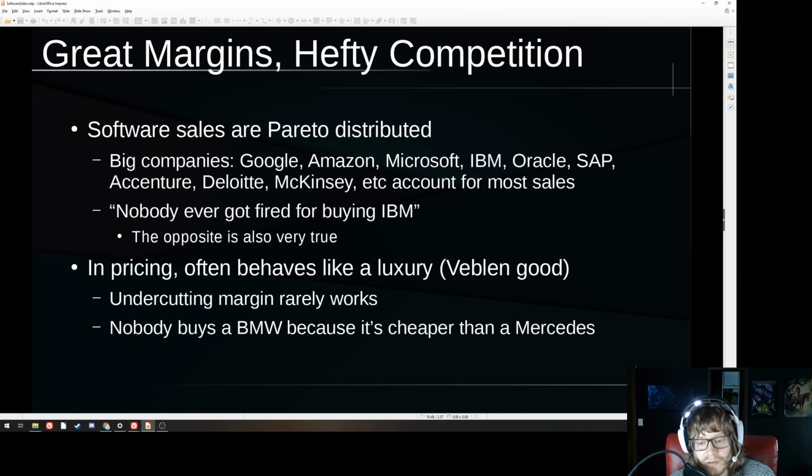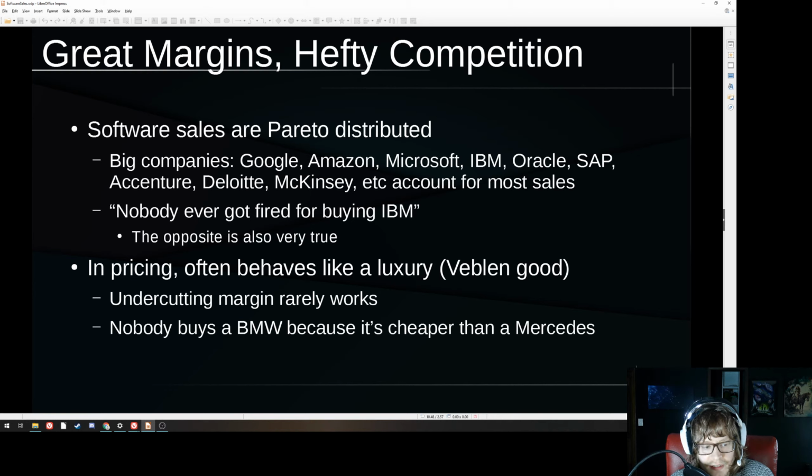It has nothing to do with its build quality. It also doesn't really have anything to do with its appearance, because you could buy a bag that is identical in appearance except for the name tag on it. People purchase Veblen goods solely as symbols of status and solely because they are expensive. A lot of software ends up being sold like this too. People buy the software that is the most expensive because the impression is that the most expensive one is the best. And undercutting on margin rarely works because of this phenomenon.